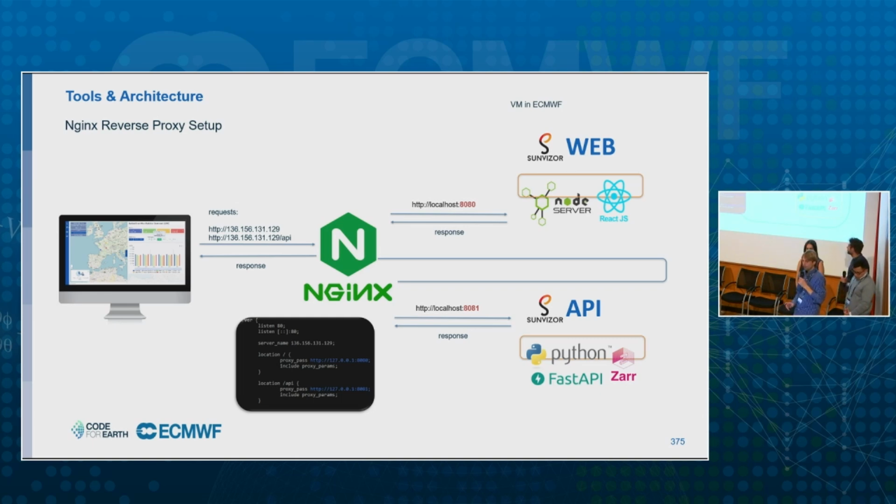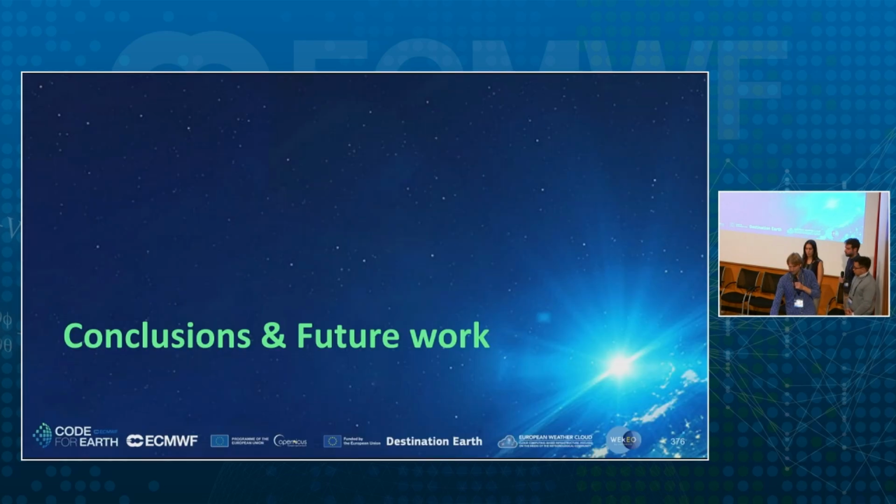Now, when the user is giving new requests to this Nginx server, by default, all the requests will go to the web, except the ones that start with /API. So inside, there are 2 applications running in localhost, and the Nginx is the gateway that will redirect all this information. And now we go to the future conclusions and future work, sorry.